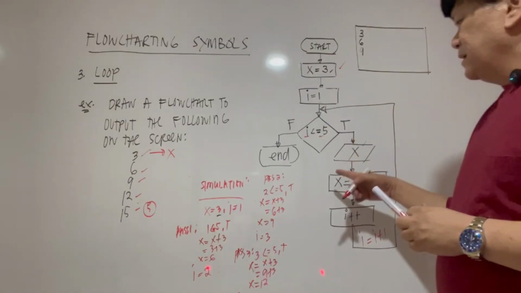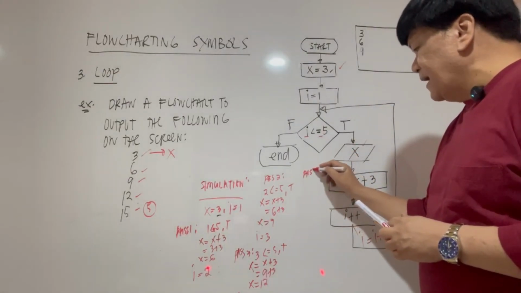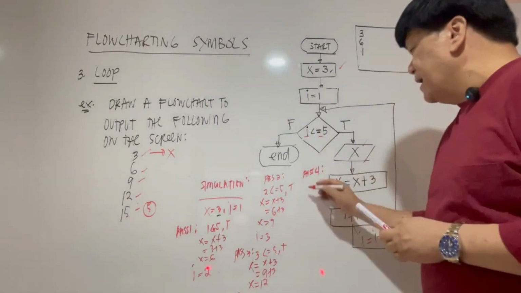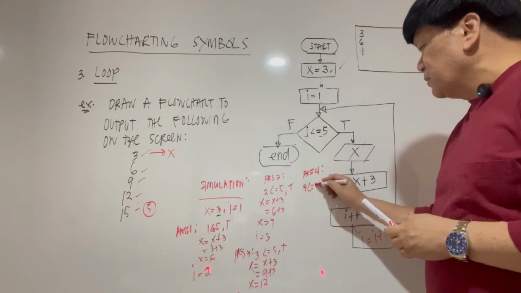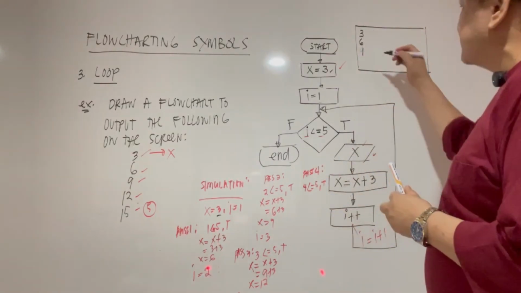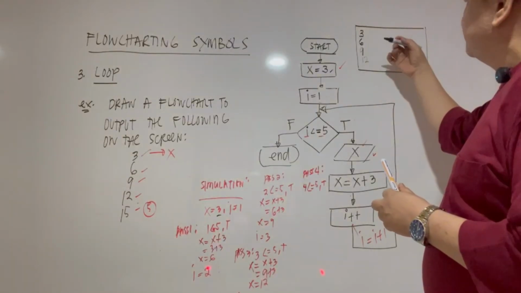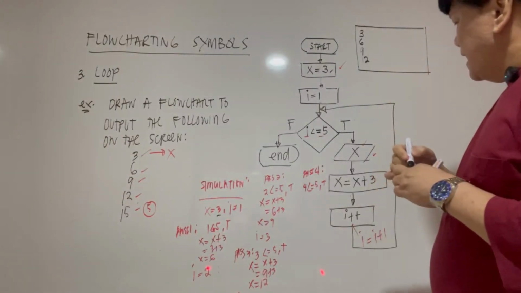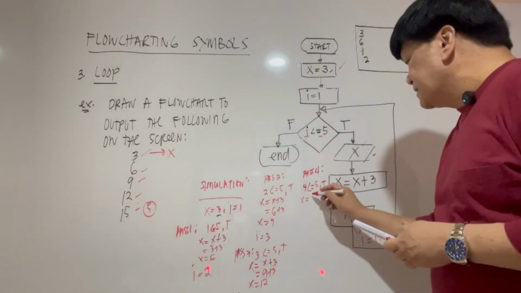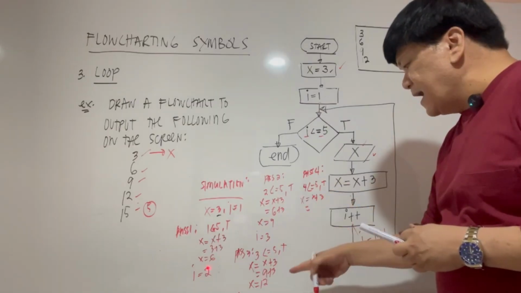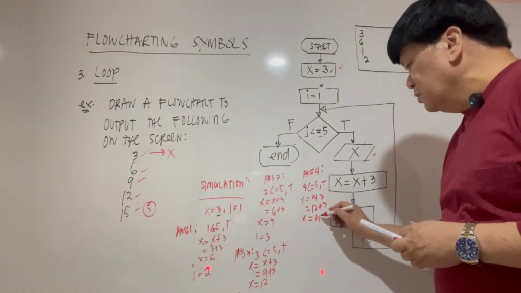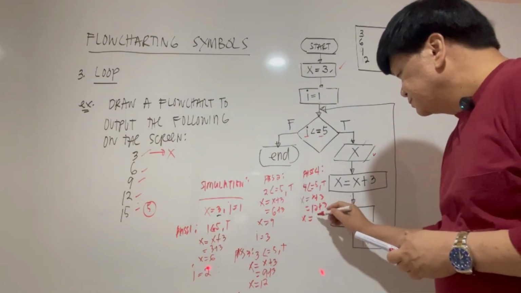Then we loop. Then we are now in pass 4. So test again. I. What is the present value of I? 4. Is it less than or equal to 5? That is true. Output the value of x. What is the value of x? That is 12. And then what is the next instruction? Saying x is equal to x plus 3. What is x? 12 plus 3. That is now x equal to 15.